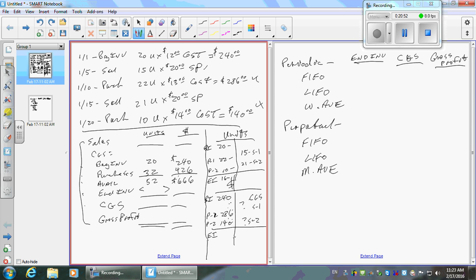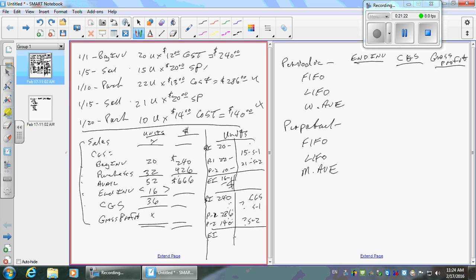How many units do we have available? 52. How many are left at the end? 16. How many don't we have? I guess 52 less 16. How many is that? 36, is it? 15 plus 21 is 36. This is simple, isn't it? Okay, so these aren't units, they're obviously the ones sold, 36.